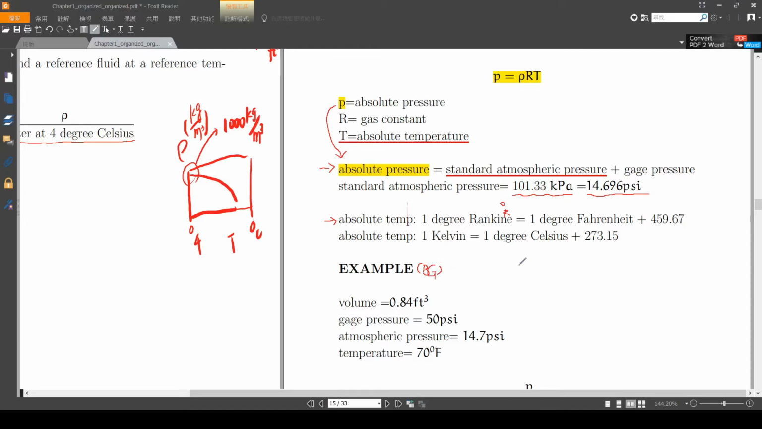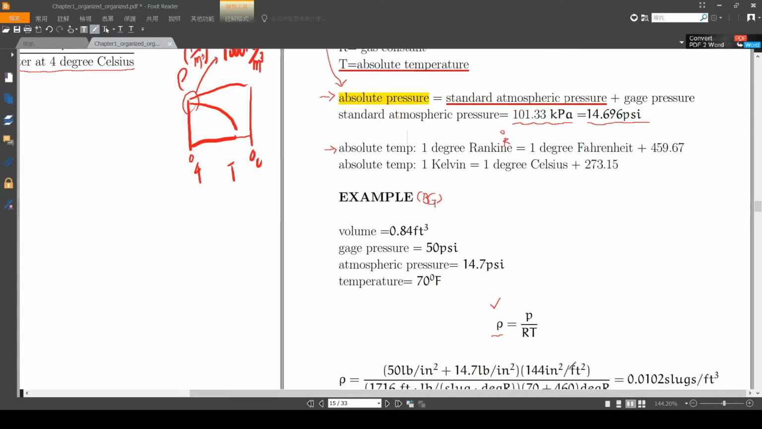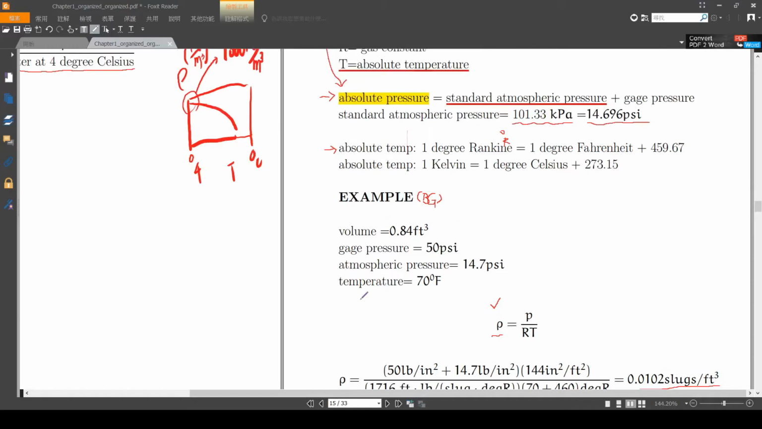BG unit. And then the gauge pressure is equal to 50 psi, and atmospheric pressure is equal to the standard atmospheric pressure. Temperature here now is 70 degrees Fahrenheit. So this is your equation, right? You got the density equal to the absolute pressure divided by the gas constant and the absolute temperature. Put all what you have known in this equation, then you will get the density.